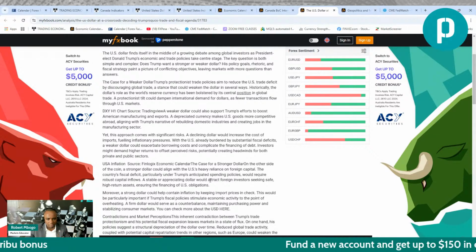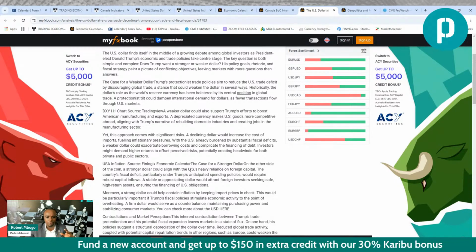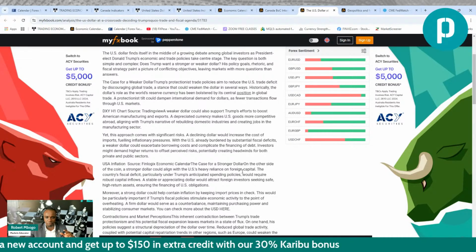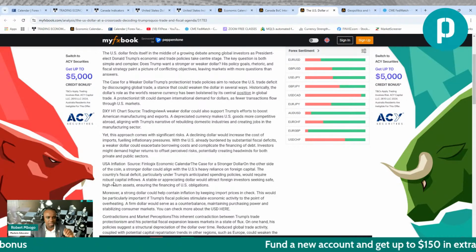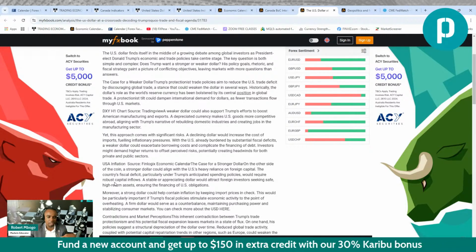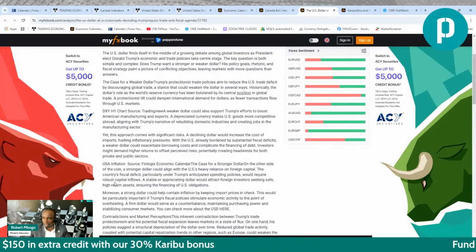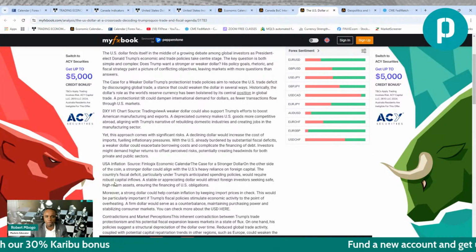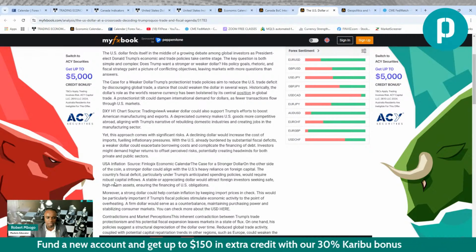So when it comes to a case for a stronger dollar, on the other side of the coin, a stronger dollar could align with the US's heavy reliance on foreign capital. The country's fiscal deficit, particularly under Trump's anticipated spending policies, would require robust capital inflow. So all these manufacturing industries will require that guys are investing in the US. So for example, we've seen a tweet. Is it a tweet or Trump's social media handle where he said anyone who's investing $1 billion will easily access everything, right? From even licenses, permits will be easy for them.